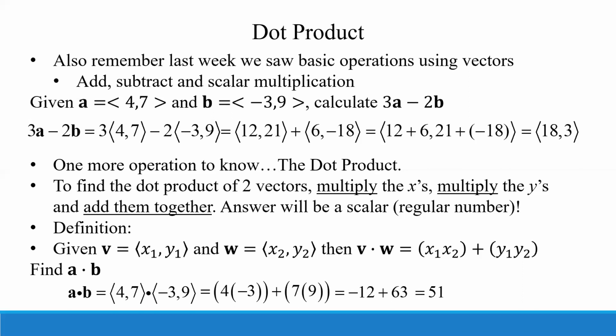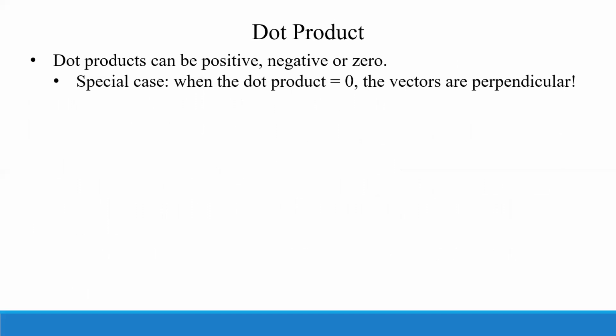Okay. Now, as you're doing dot products, as you do a couple of these and do the next couple of examples, it is important to keep in mind they can be positive or negative, or they could even be 0. Okay. The special case is if you do have a dot product that comes out to be exactly 0, that means the vectors are perpendicular. You might remember that word from geometry. That means the vectors are at 90-degree angles to each other. Okay. So let's do a couple more examples.